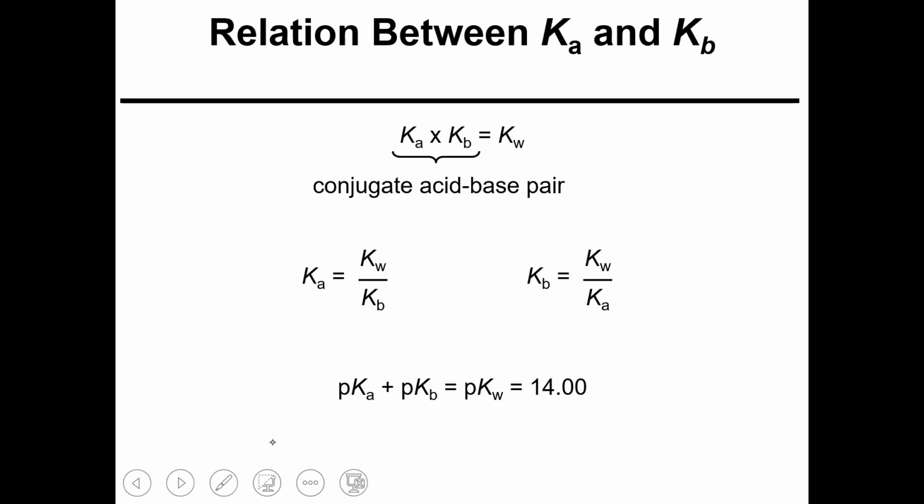The other equation I should point out here, pKa plus pKb, which is the negative log of Ka plus the negative log of Kb, equals pKw, which is the negative log of Kw, and that comes out to 14. So we don't use that quite as often, but you should be aware of that equation.